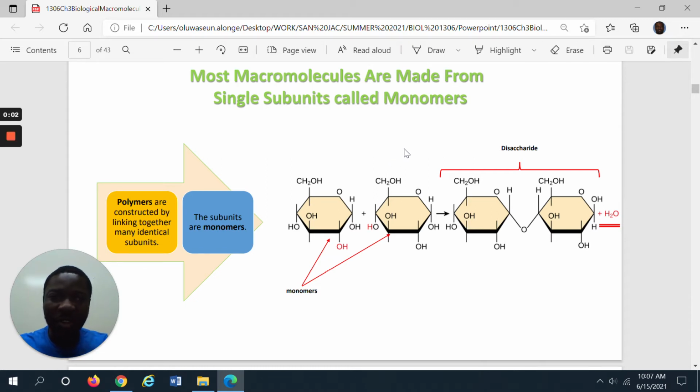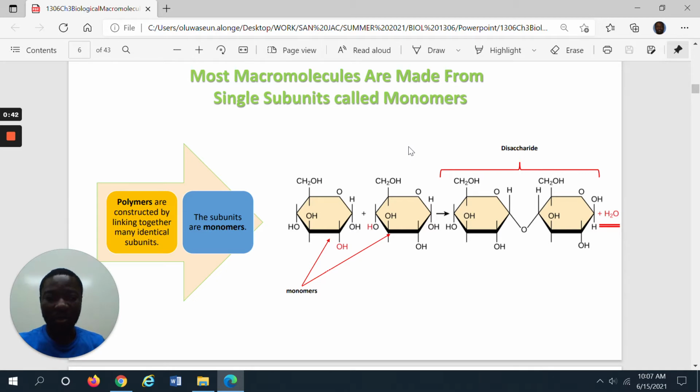Hi, I'll be talking on chapter 3 today, and it's going to be biological macromolecules. Now, when we talk about macromolecules, we are talking about large molecules. Macromolecules means large molecules. And what should come to your mind is your carbohydrates, your proteins, lipids, and nucleic acid. And you remember that nucleic acid is RNA and DNA, right? Good. Now, so macromolecules are large molecules.